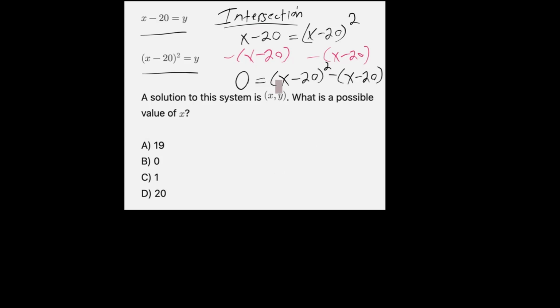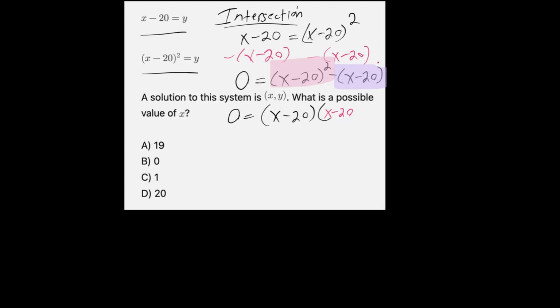Now we have two terms, this pink one and this purple one, and they both have a common factor of x minus 20. So let's factor out the x minus 20. And what's left? Well, when we divide this term by x minus 20, one of the x minus 20s cancels, leaving us with another x minus 20.